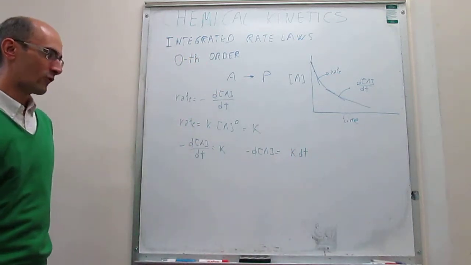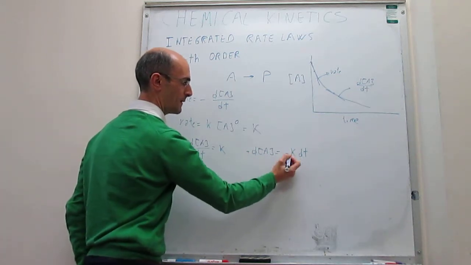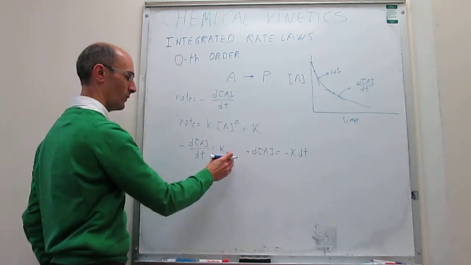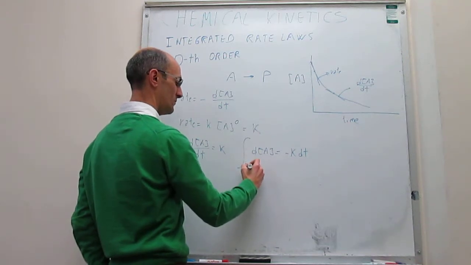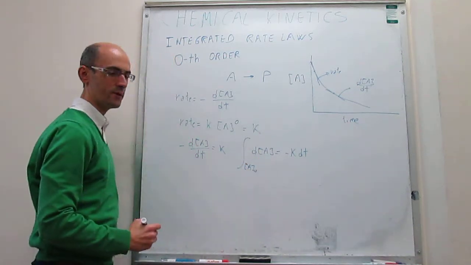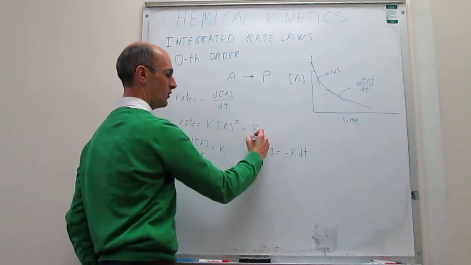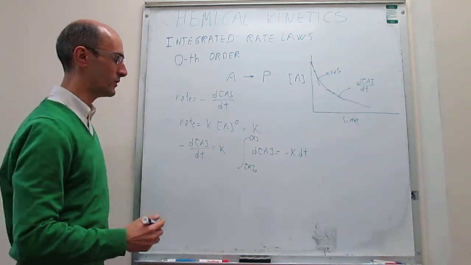Okay, for convenience, I can change the sign right here and then the sign right there, and now I'm ready to integrate. We're just simply going to integrate between the start of the reaction, where the concentration is equal to A sub naught, to any time during the reaction, to predict what will be the concentration of A after some time that we wish.